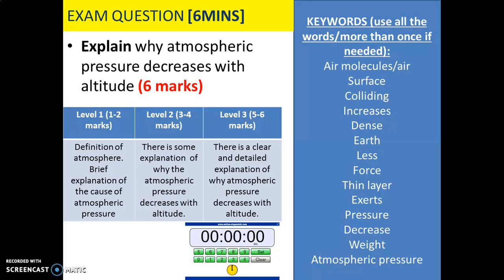So here's a question for you to try. I want you to press pause and give it a go. Use the level descriptors to guide your writing. You should include the definition of the atmosphere as well as a clear and detailed explanation of why atmospheric pressure decreases with altitude. Explain why atmospheric pressure decreases with altitude. 6 marks. Use all the keywords in your answer. Use other keywords if you want to. And then when you're ready for the answer, I want you to move on to part 2 of this video on the YouTube channel. So press pause and give it a go. And when you're ready for the answer, move on to part 2.